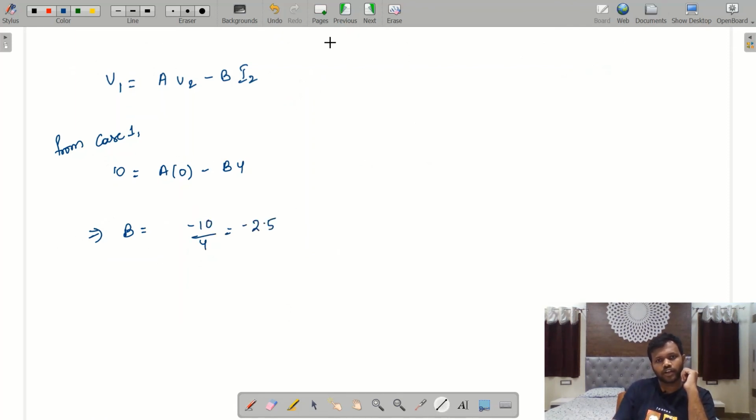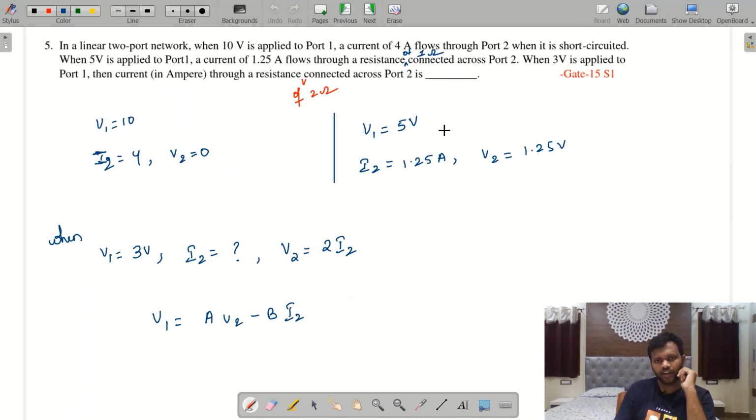So we have already got the B parameter. Okay, if you want to write the units, what are the units? V by I means ohms. Okay, now from case 2, what is the voltage they have applied? 5 volts and 1.25 amperes.